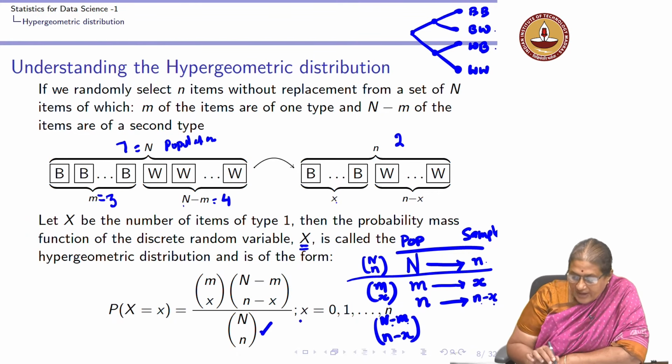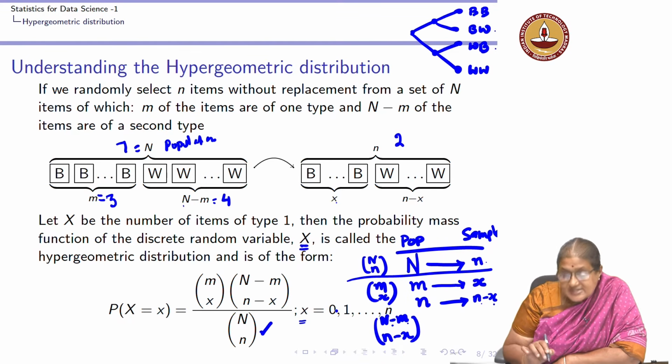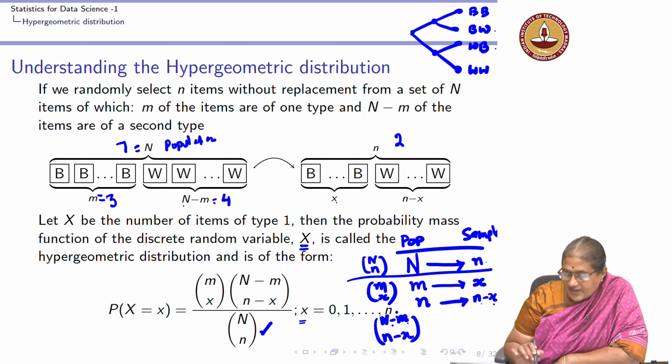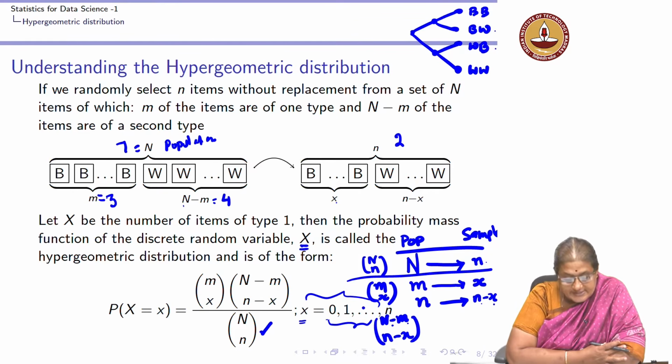Now, what are the values this x can take? For now, I again repeat, for now, because I am going to change this very soon, I am assuming that since I have taken a value of n, x can take these values 0, 1 to n. We will see whether this is a valid condition for all cases.